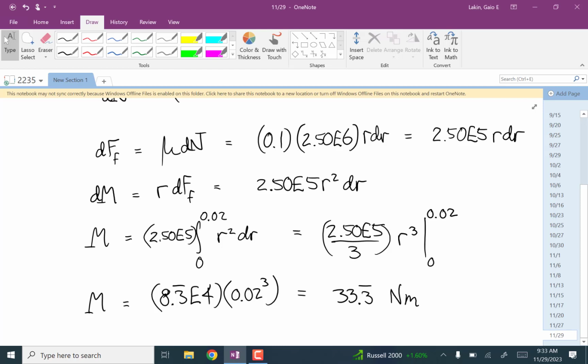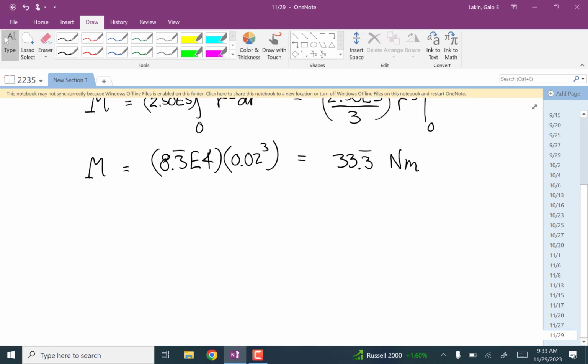Okay, any questions about that? So now we're going to do it again, but for the hollow ring. So you can apply a couple of 33.3 without this thing starting to turn. But once you hit this, it'll start to turn.